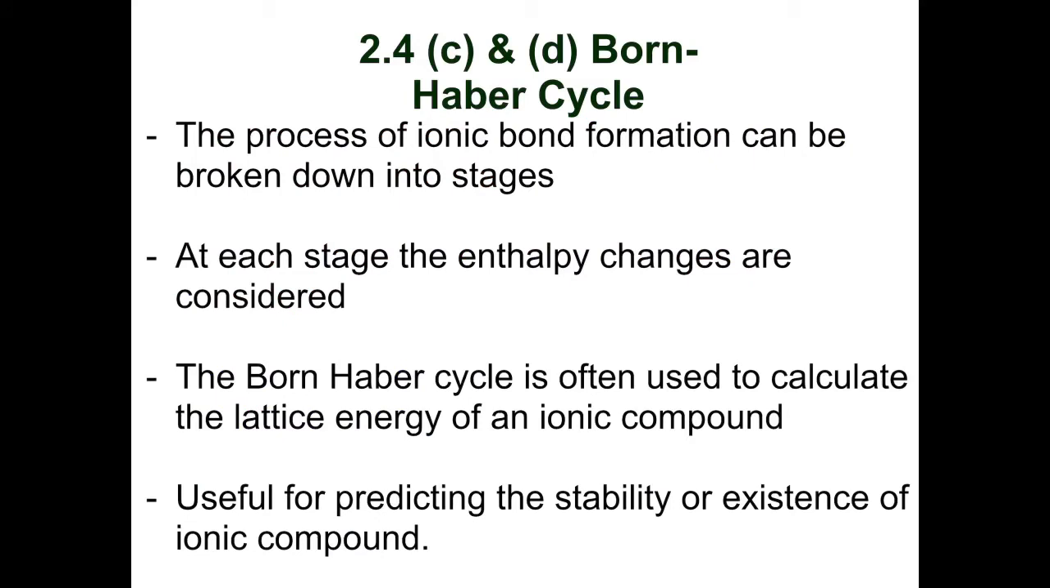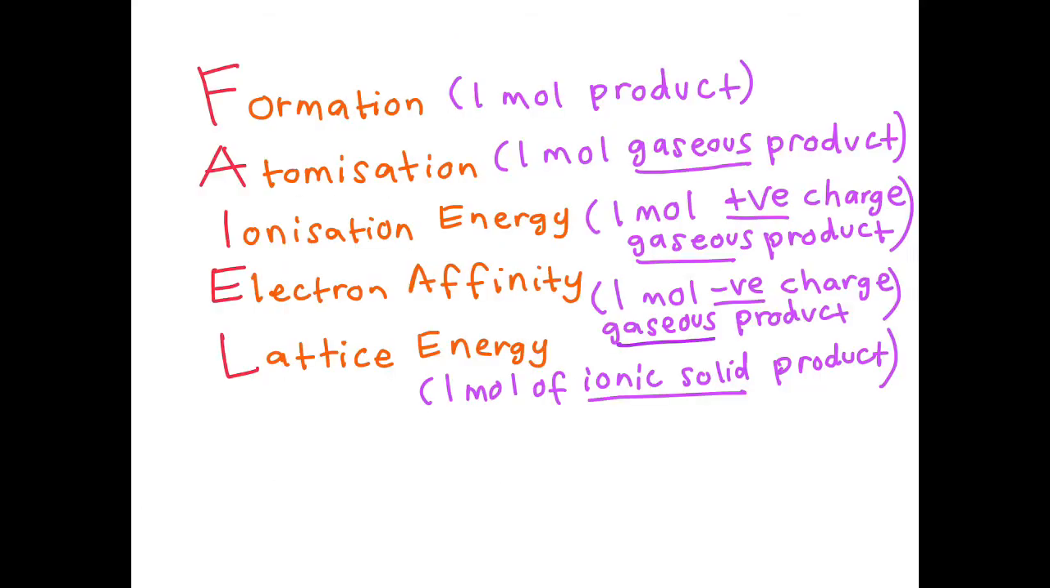It is the process of ionic bond formation that can be broken down into stages. At each stage, the enthalpy changes are considered. The Born-Haber cycle is often used to calculate the lattice energy of an ionic compound. It is useful for predicting the stability or existence of ionic compounds.